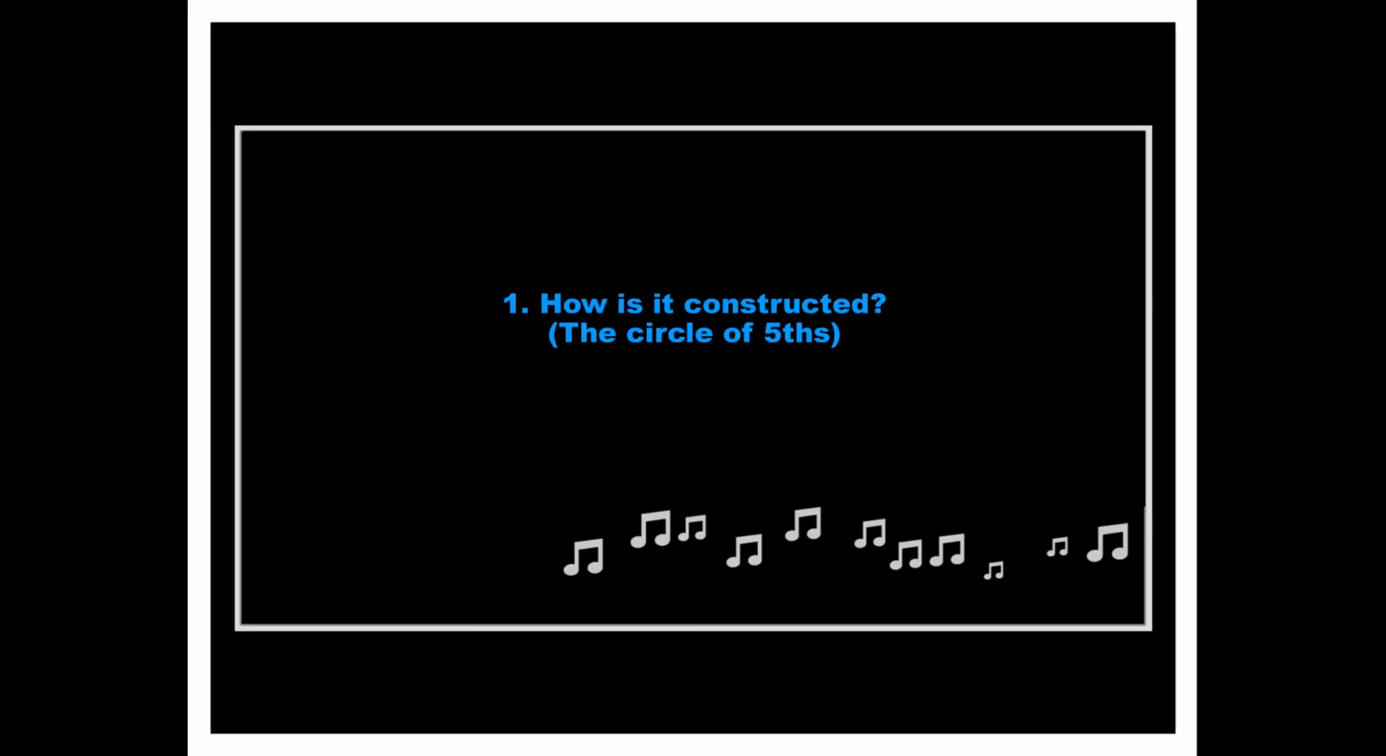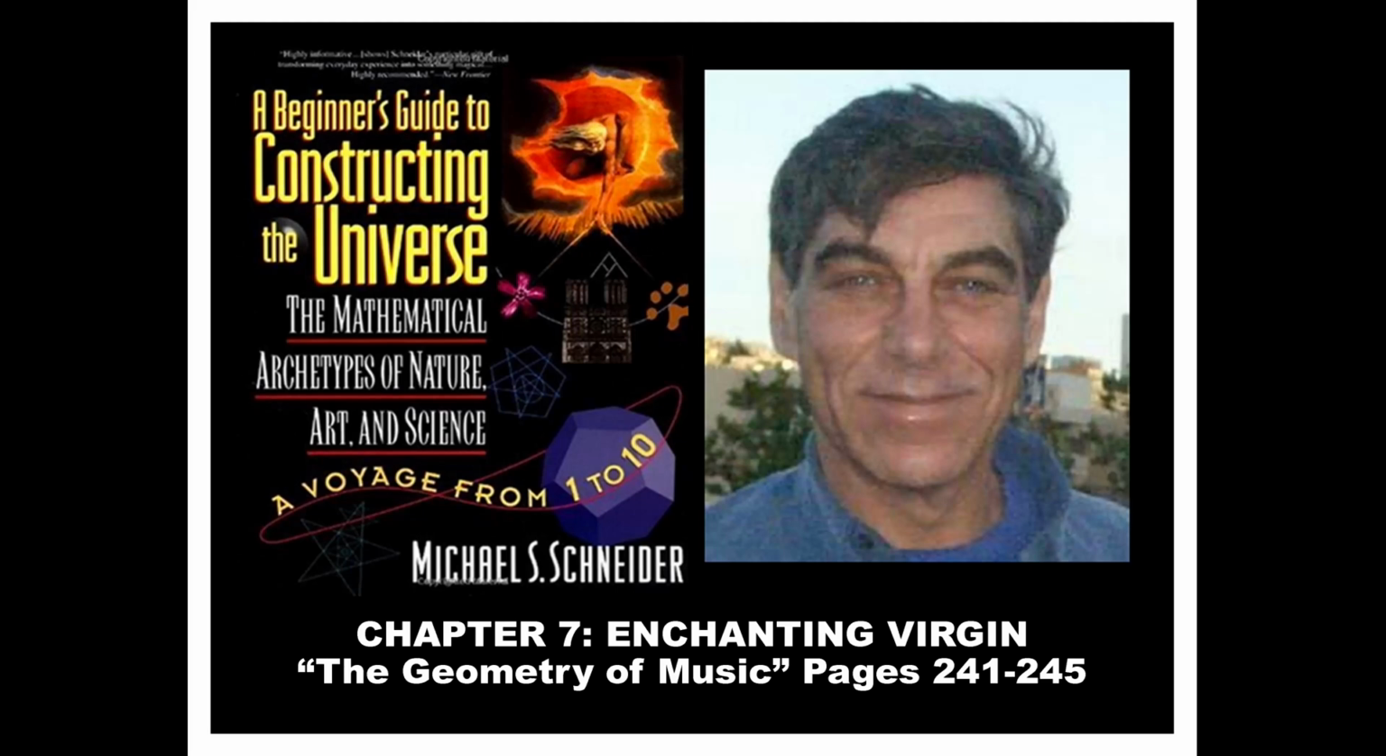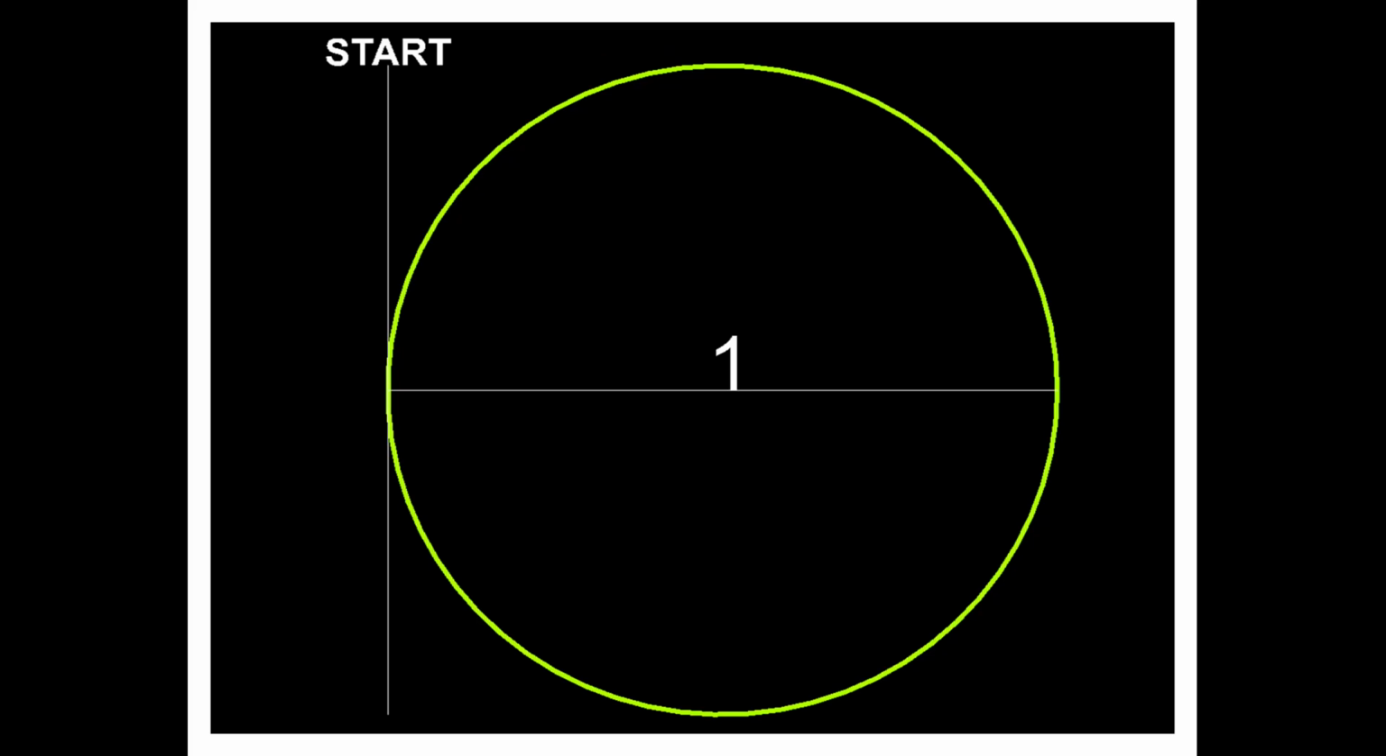Number one, how is it constructed? The circle of fifths. This is my favorite book on the subject, A Beginner's Guide to Constructing the Universe by Michael S. Schneider. Everything you're about to see is taken from Chapter 7, Enchanting Version, the section entitled The Geometry of Music. To start off, we're going to start with a circle of diameter 1.